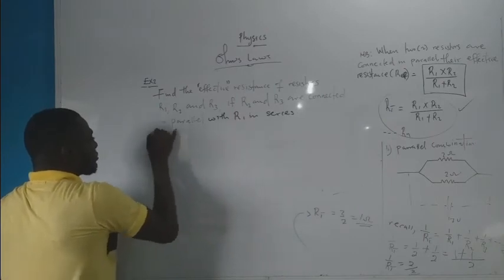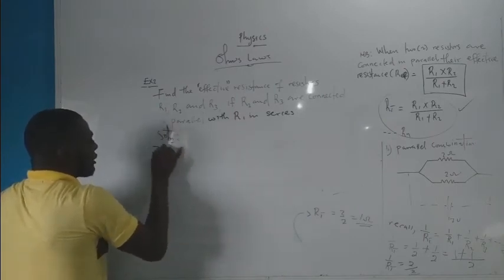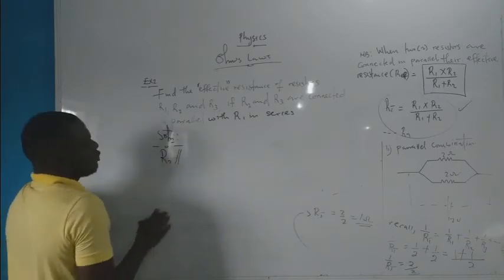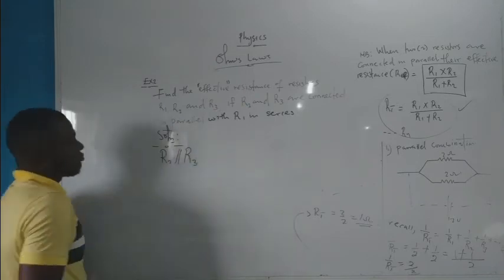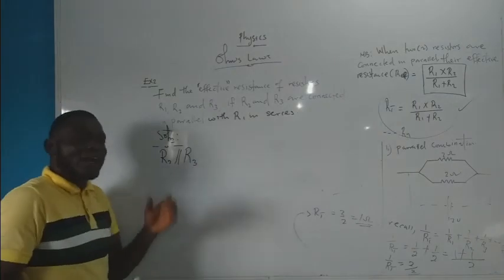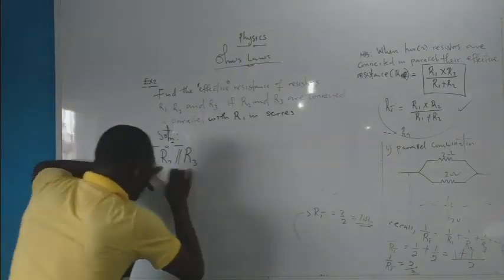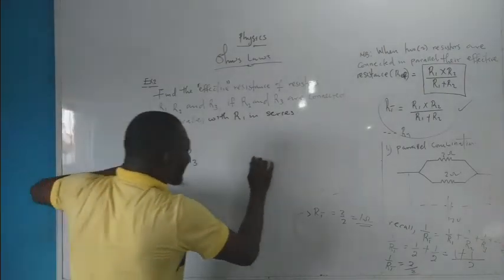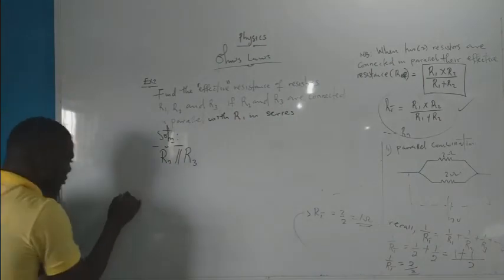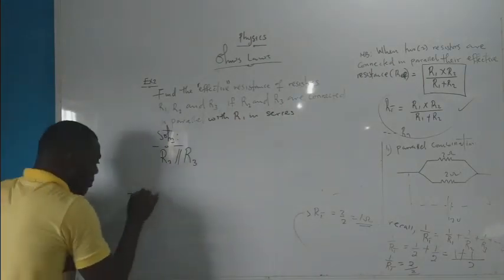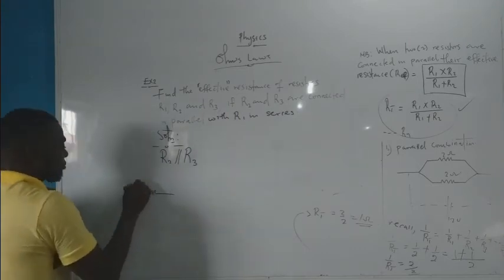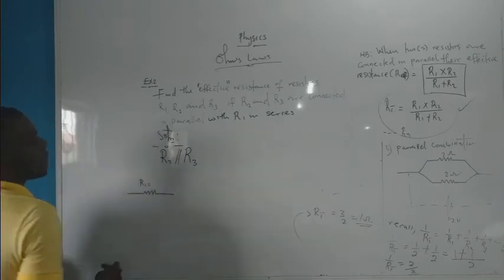We are told, solution: R2 is parallel to R3. R2 and R3 are in parallel connection. Then this parallel connection is now in series to resistor R1. Okay? Let's draw the diagram. R1.